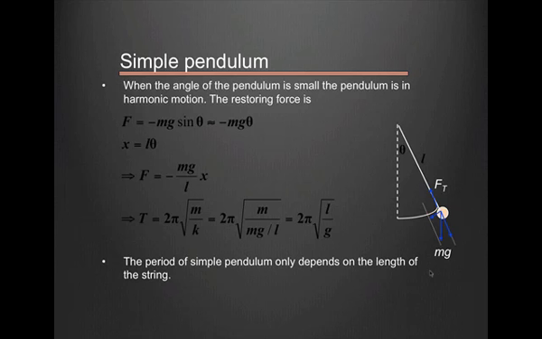All right. Now this shows the derivation of the period equation. Okay, it's based on when the angle of the pendulum is small, the pendulum is in harmonic motion, and the restoring force is equal to the negative mg sine theta. So we were already looking at that formula previously. Now we want to remember there is an angle limitation. So just as the song was indicating, if you go beyond a certain angle, you can no longer use the small angle approximation, and that's not going to work.